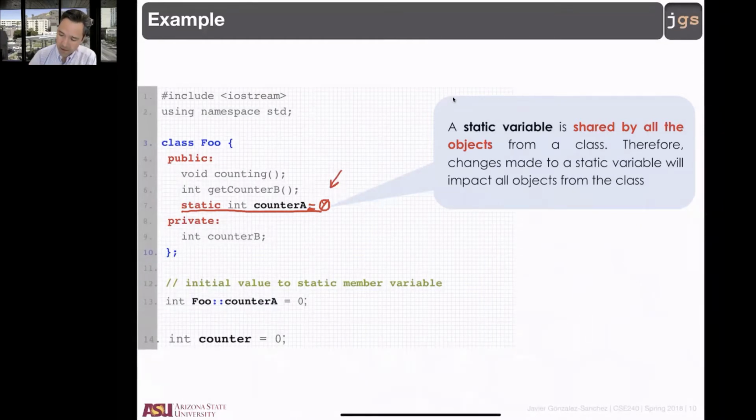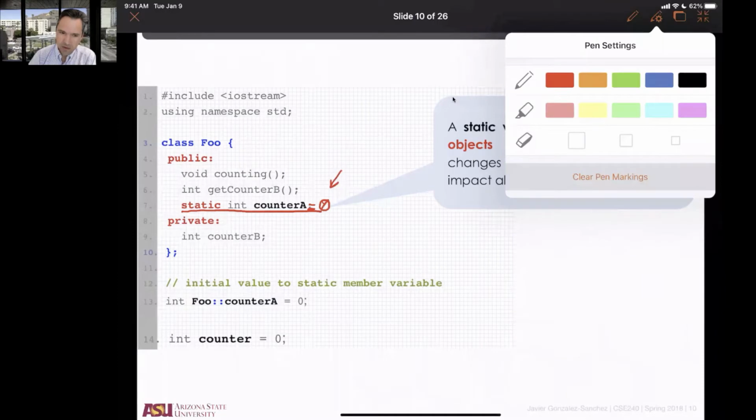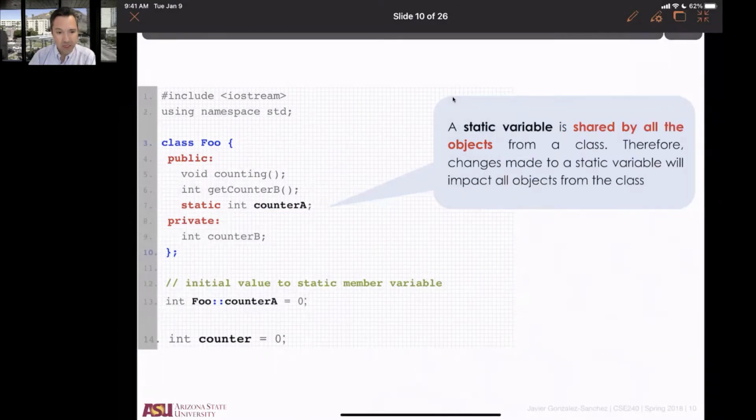So obviously the question is, okay, if I cannot put an initial value there, then where? Outside of the class. In order to put an initial value to a static variable, I need to do that outside of the class? Yes, outside of the class. So starting in line 11, you can put a value to your variable.